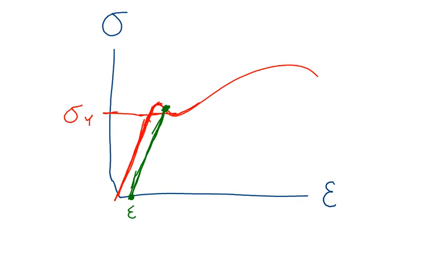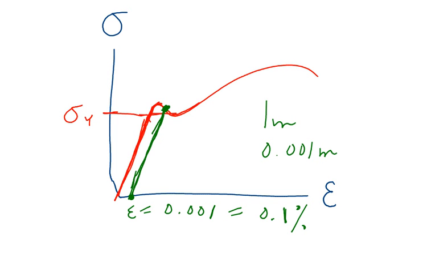So let's say the strain is 0.001, right? What that means is the amount of deformation that I have is 0.1%. Okay? So if my piece was originally 1 meter, right, then 0.1% of 1 meter is 0.001 meter. That means my part is now 1.001 meters long after I release the stress.